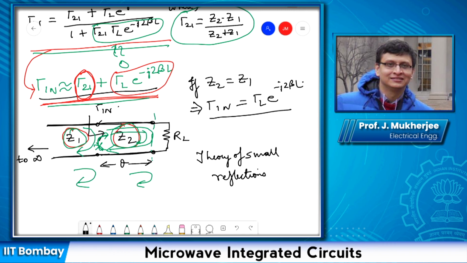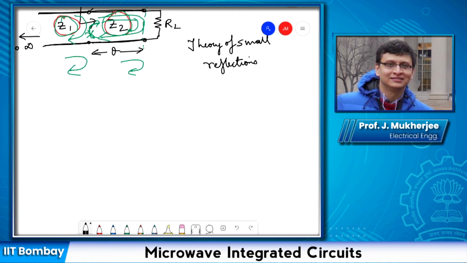Now, with this simplification, an assumption that the mismatch between adjacent transmission line segments is very small, we shall now develop the theory for an n-section network. So, what is an n-section network? When I say an n-section network, there are n transmission line elements connected in cascade.